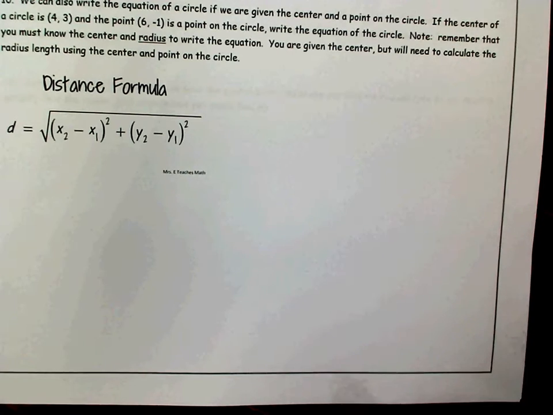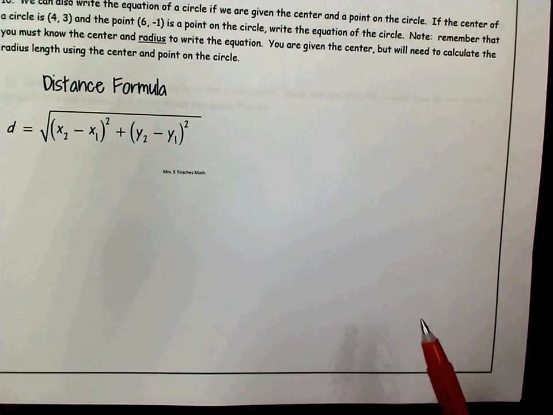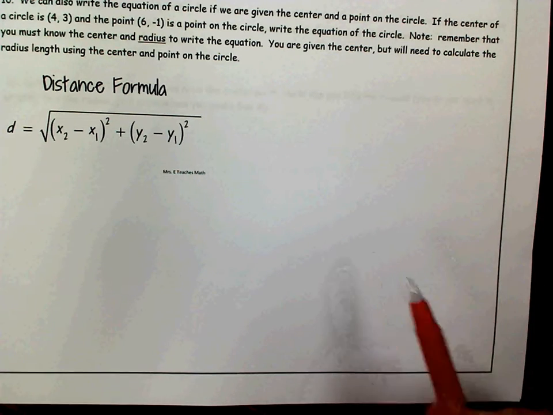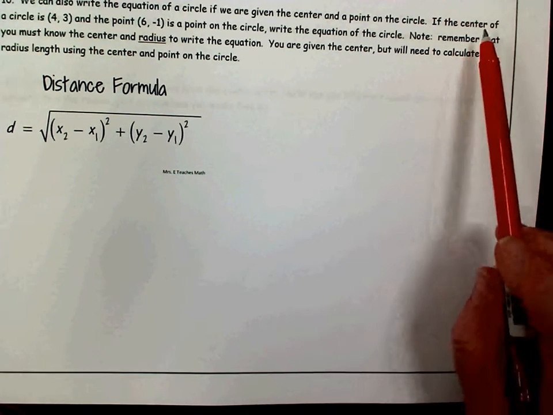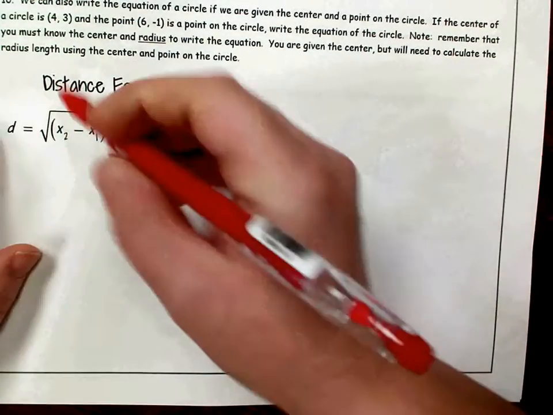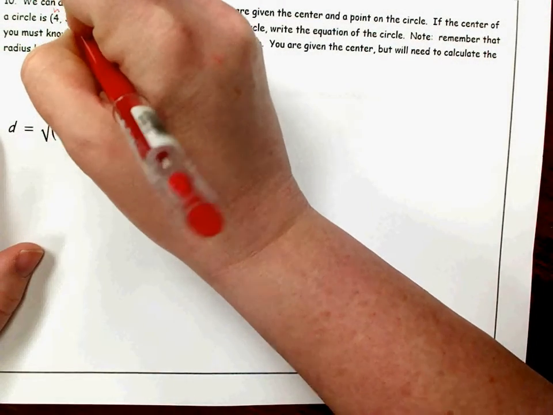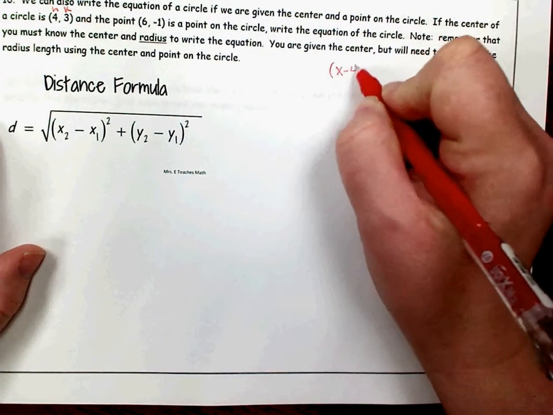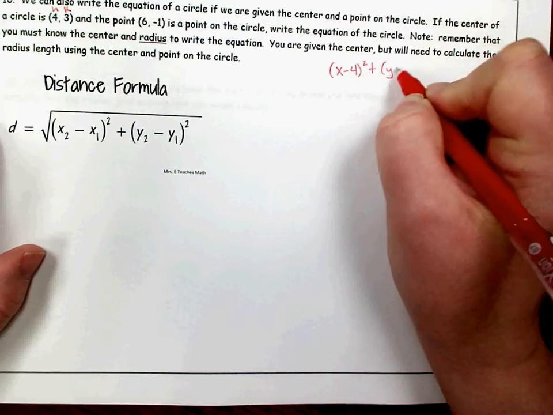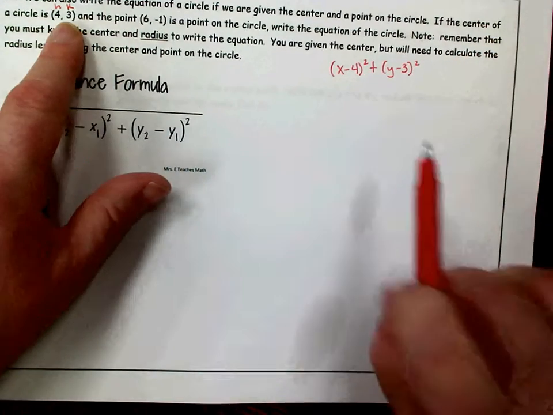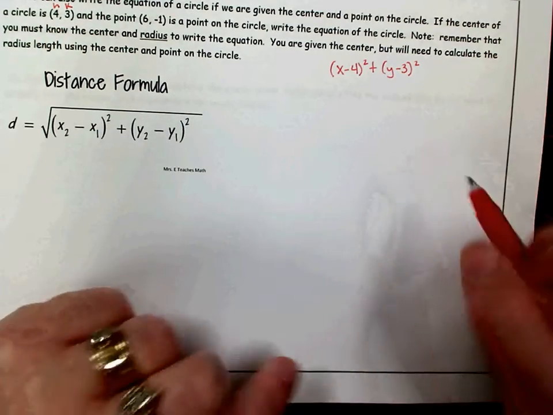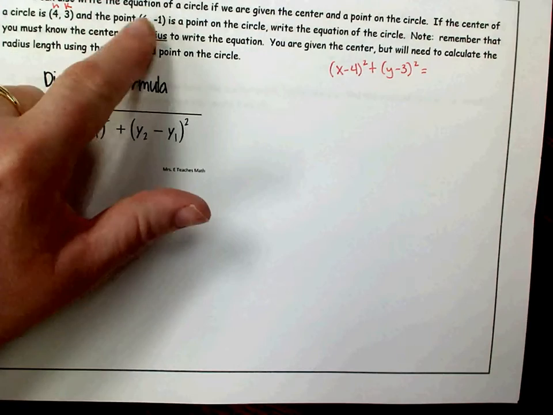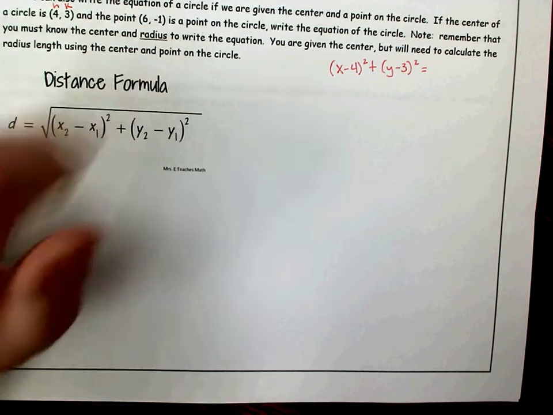Number 10 says we can also write the equation of the circle if we're given the center and a point on the circle. But remember, you have to know the center and the radius. So if you're given the center as 4, 3, this is your h and k value. So you already know part of your equation of your circle is going to be x minus 4 squared plus y minus 3 squared, using that center as h and k. But we need the radius to complete that equation of the circle. So we're given a point on the circle. So we're going to find the radius.